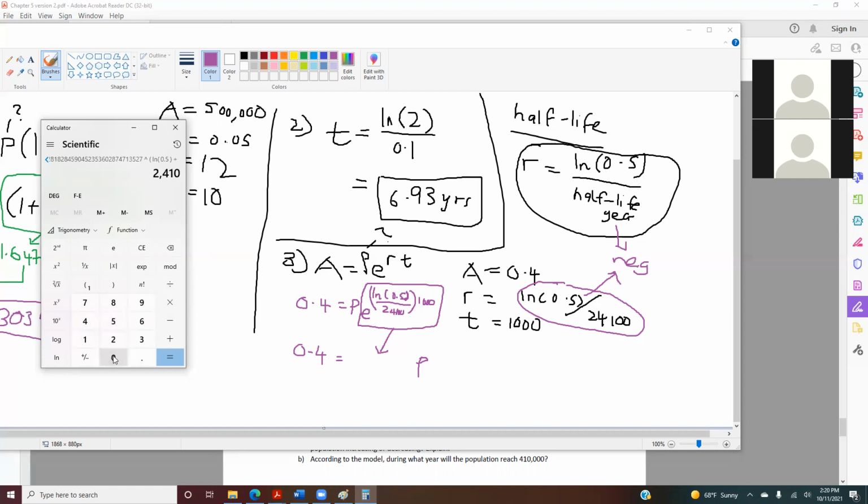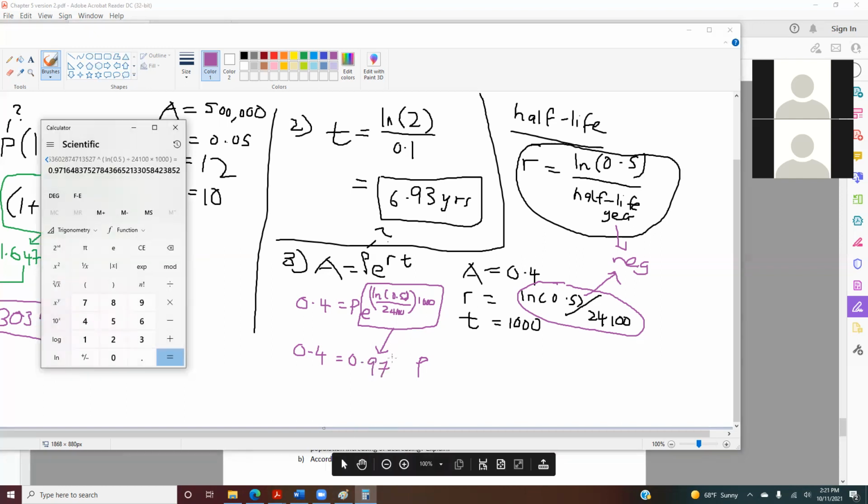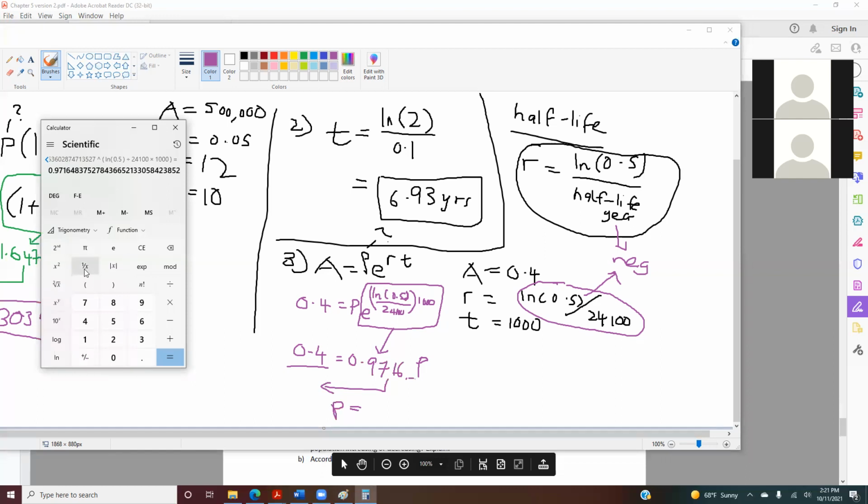Anyone got an answer here? This is 0.97 something, 16. And then you divide by your answer. Anyone got an answer here? Your answer should be 0.4117.